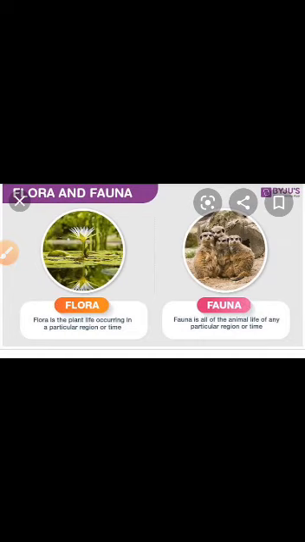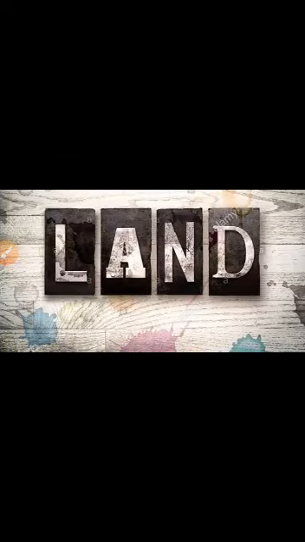Flora is the plant life occurring in a particular region or time. Fauna is all of the animal life of any particular region or time. Factors affecting flora and fauna are: first, land.